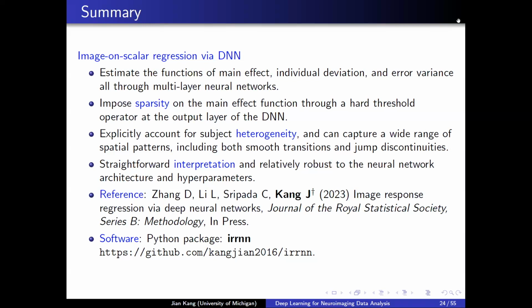But on the other hand, I agree that this model may suffer if you have a spatial correlation in the noise. This model may not suffer the accuracy. Yeah, so accuracy may decrease.